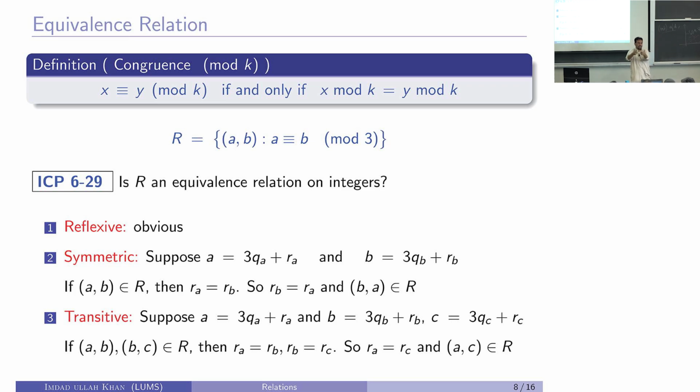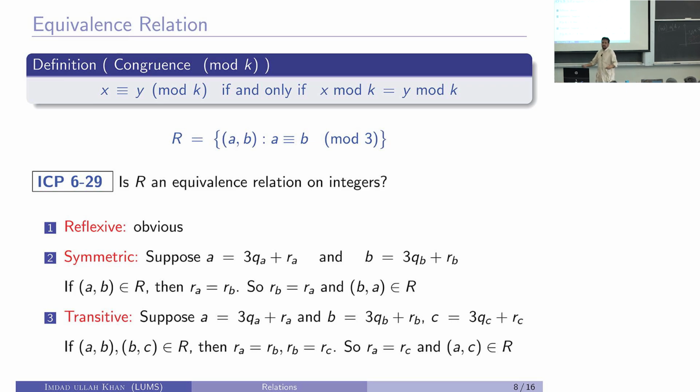That's again just the transitivity of equality of remainders, right? By the transitivity of equality of remainders, dividing by 3 is going to give us that congruence mod 3 is transitive. It's clear? If A is congruent to B and B is congruent to C, then A is congruent to C. Okay? So this is an equivalence relation.